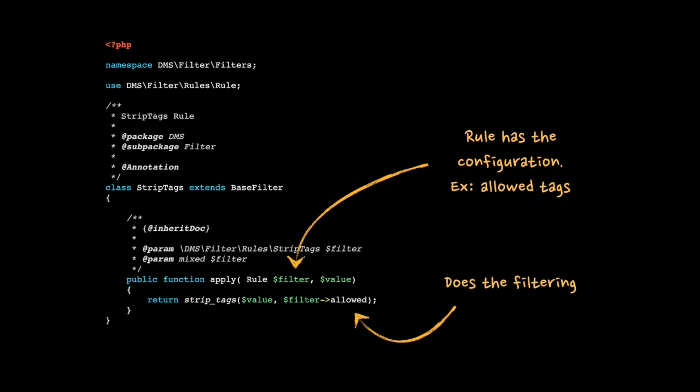So this doesn't really know anything about annotations themselves. It just knows that it gets an object which has rules, and it's supposed to do stripping. Right? So this is a completely different object.